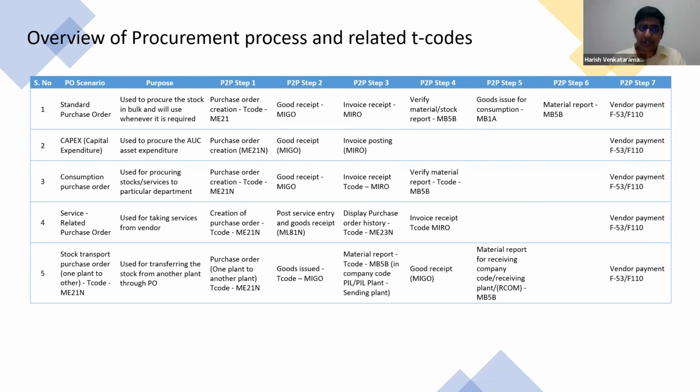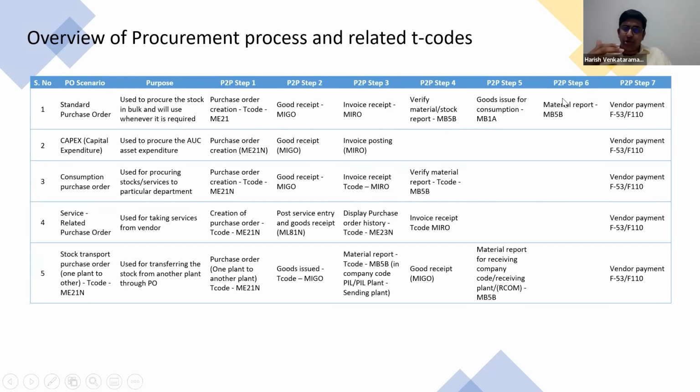And this is just a couple of steps reduced in case of a CapEx, wherein we procure the AUC, asset under construction, as an expenditure. We create a purchase order, do the goods receipt, do the invoice, and then the payment. The same thing goes. I'm just going to quickly run through this. It's just a slide that is trying to detail the different processes that are involved in each of the different PO scenarios, right?